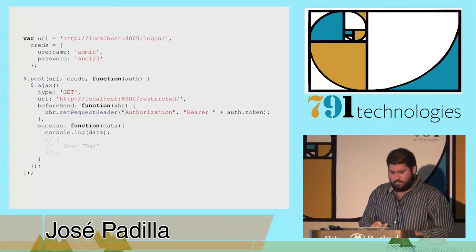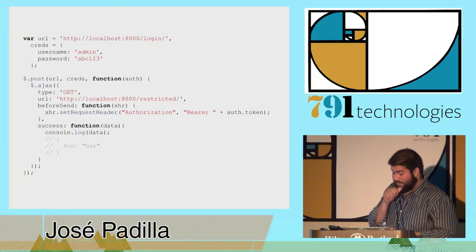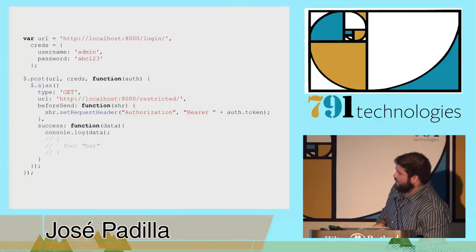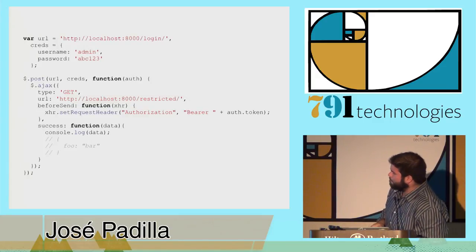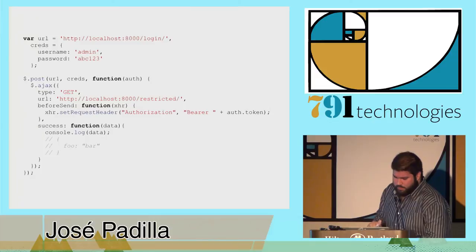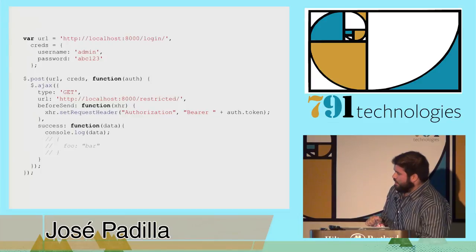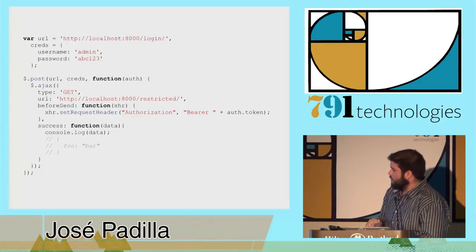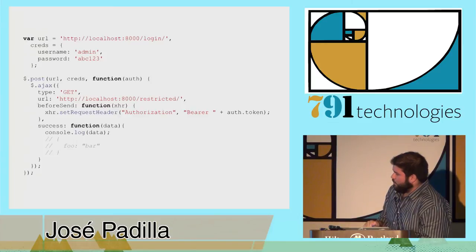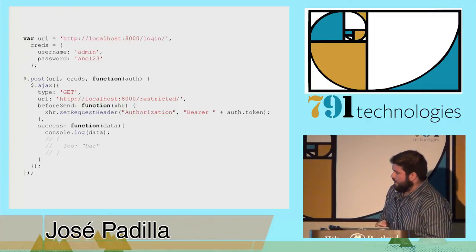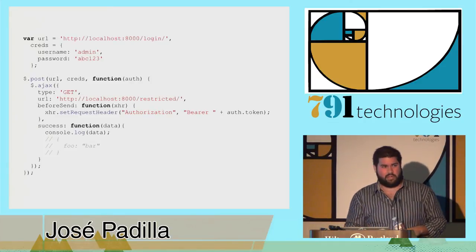And then a brief example of a JavaScript client using jQuery. We'd first post to our login URL, sending our username and password. It will return our token. So we can use that and send it on the authorization HTTP header to authenticate our GET request to /restricted. That probably would return the success callback, and if you were to do a console log on that, you'd see your foo bar JSON string.